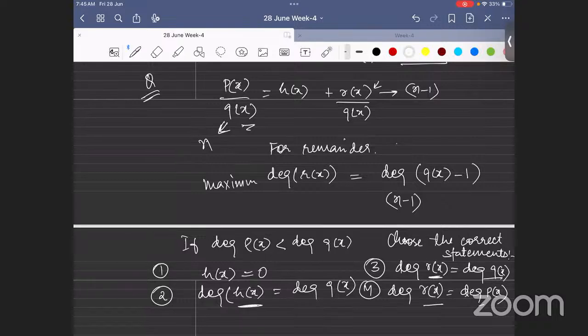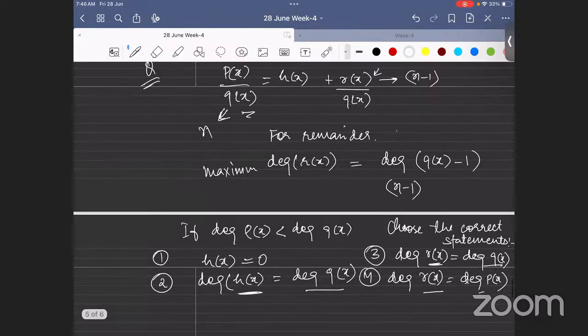Whatever quotient you are getting, how many of the options can be correct? So basically here two options are correct. I'm just giving the hint: first and fourth. Correct. So the first and fourth is correct.